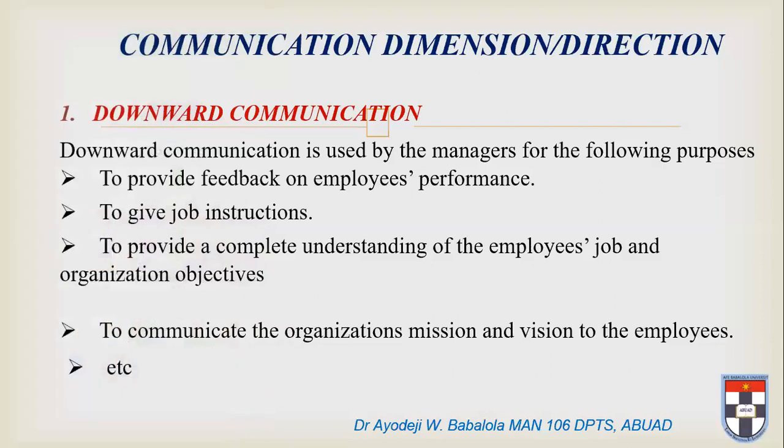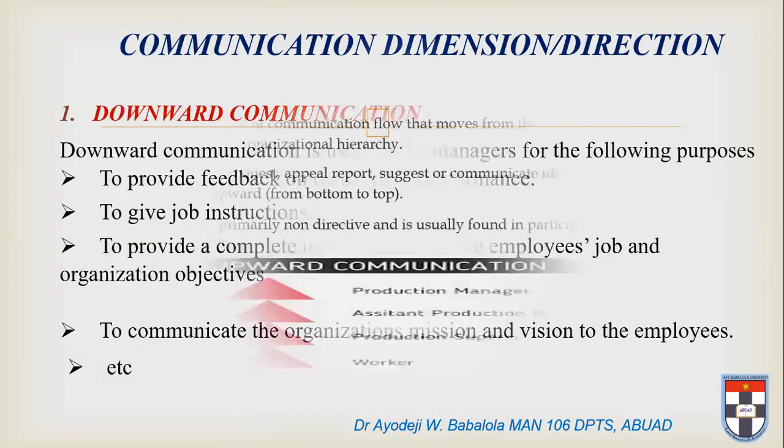So, as you can see, these are the purposes of downward communication: to give job instructions, to provide a complete understanding of the employee's job and organizational objectives, and to communicate the organization's mission and vision to the staff, to the employees of the organization. So we use downward communication to achieve all these purposes.